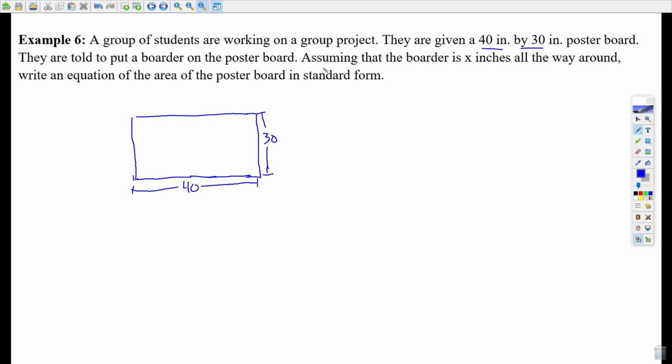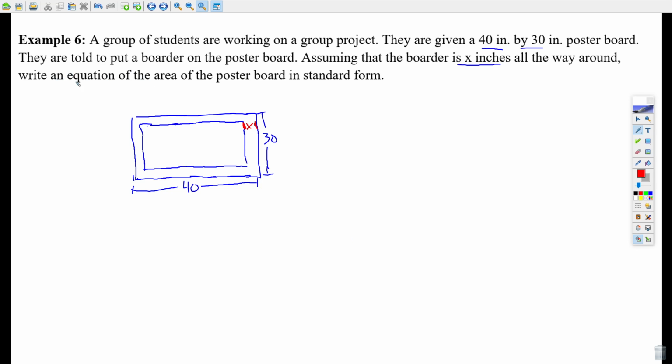And they are going to put a border that is x inches all the way around. So it looks like if they buy this poster board, they're going to put the border on the inside of it, right? So imagine cutting out these little strands to put around the edge of it. So on the inside here, we have a border. Think of it as kind of like a picture frame. And we know that the inside is x inches. So I'm just going to put x over here. So from one side to the other side here is x inches.